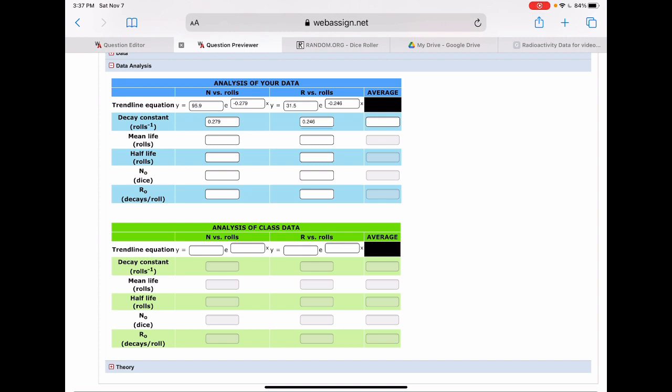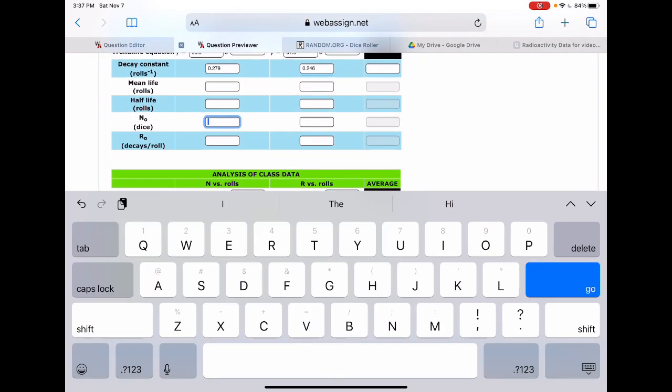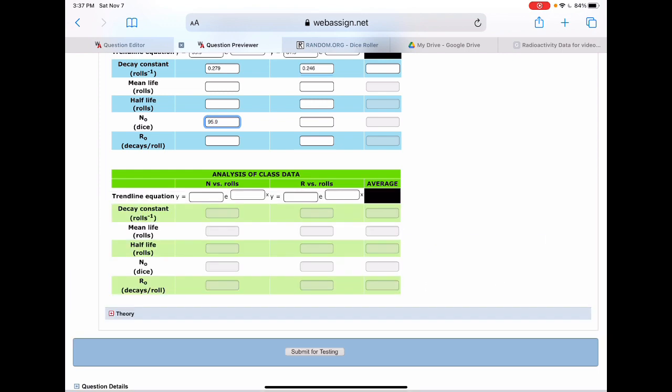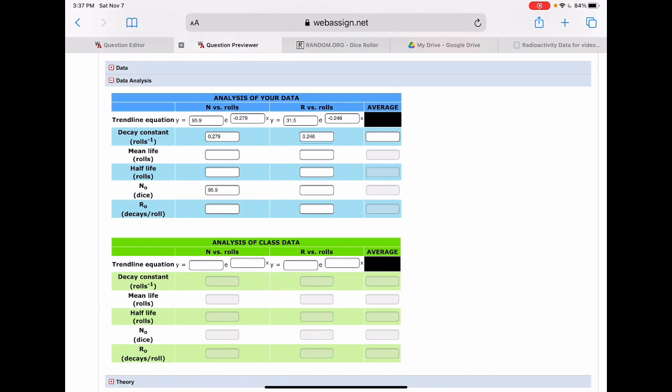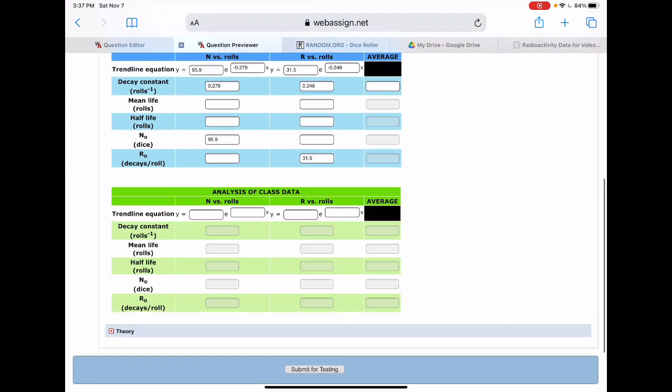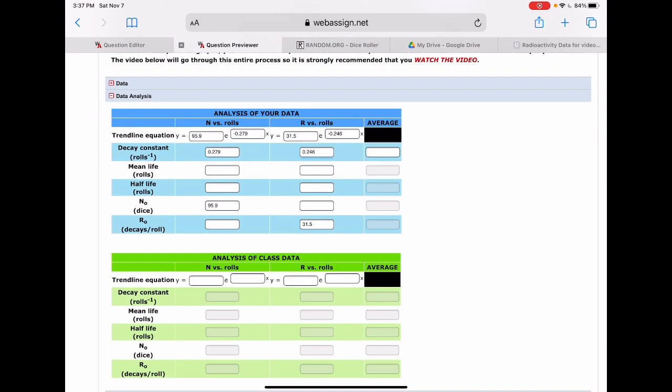That's okay. N naught, I can get N naught because that's whatever's multiplied by the exponential for the n versus rolls. So for me, that's just 95.9. And I can also get R naught right off the bat because, again, that's the number that's multiplied by the exponential. So that's 31.5. That's all you can get straight from the trendline equation. The rest of it, you'll have to go through and do the calculations using the formulas.